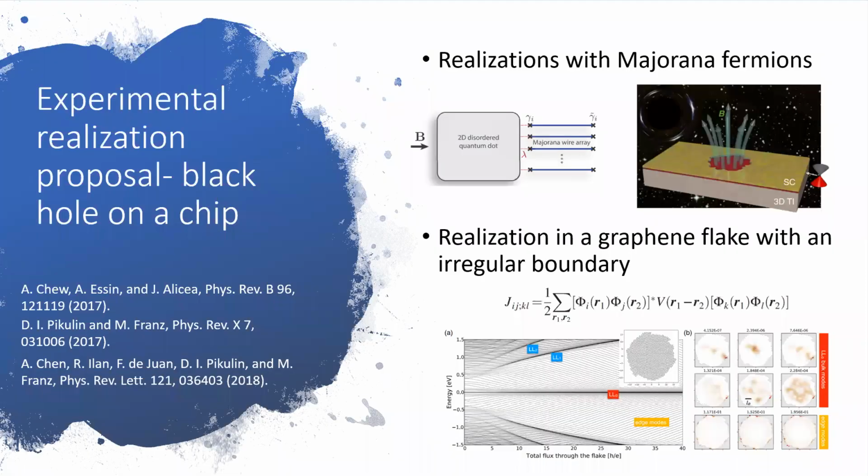Now I want to briefly review some works that realize SYK models using condensed matter setups. This is the so-called black hole on a chip, because the point is to model the physics of a black hole, which is described by this SYK model, using some condensed matter device. There are some works that try to model this SYK using Majorana particles.